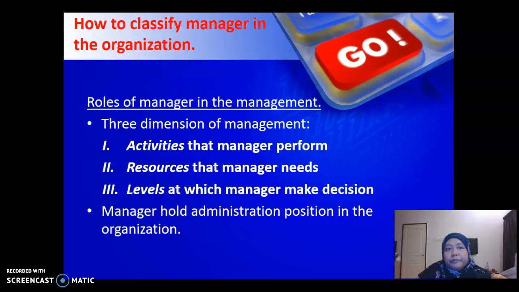Okay, so that is what efficiency and effectiveness mean. Okay, so when you want to classify a manager in an organization, you have to classify the manager in terms of activities, the resources, and the level where the manager can make decisions. So this one we will discuss more in the management process later.